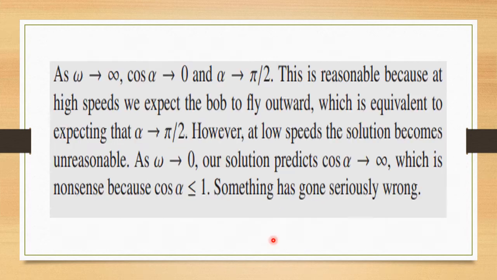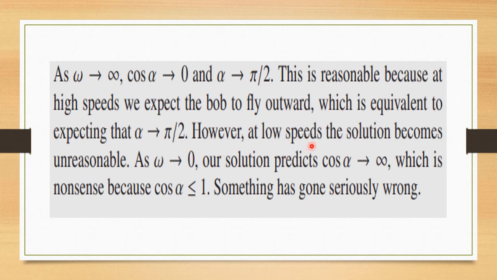Now, since omega is in the denominator, when omega tends to infinity, cos alpha is equal to 0, or that means alpha is equal to pi by 2. That means the rotation is almost horizontal. This is reasonable because at high speeds we expect the bob to fly outward, which is equivalent to expecting that alpha tends to pi by 2. So this is a possible solution.